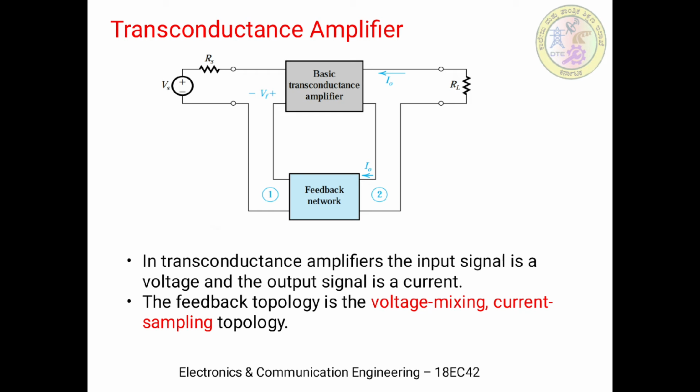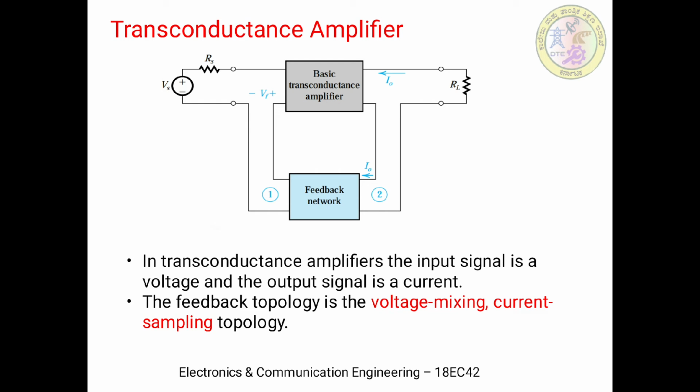But here we have represented at the input it is Vf, but at the output it is I0. So in the previous two topologies, inputs and outputs were both either voltage or current. That's why they were either voltage amplifier or current amplifier circuits. But here in the transconductance amplifier, you can see that the mixing is now different. I0 seems to be sampled here, and it is mixed with the voltage at the input.